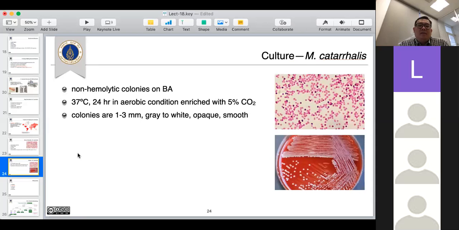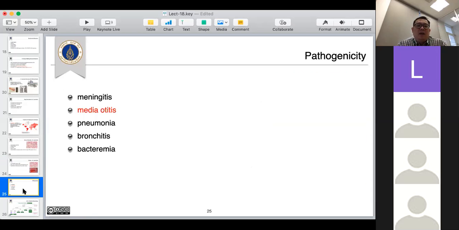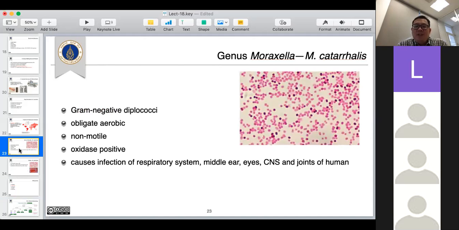So the bacteria are non-hemolytic on blood agar. They need a little supplement of carbon dioxide. The colony is not small, but not super small like Helicobacter, not like Haemophilus. Okay, white colony. They cause otitis media. This is the main cause from this bacteria. They can cause pneumonia, bronchitis, or even bacteremia. But keep in mind, this bacteria causes opportunistic infection.